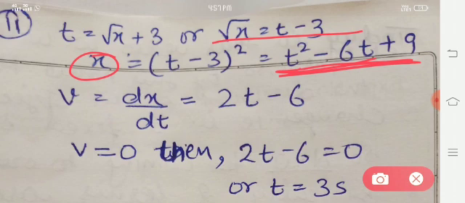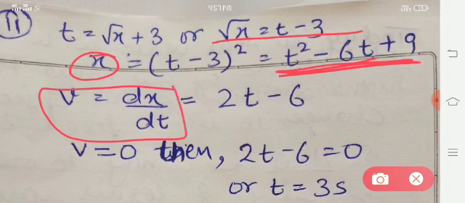Now you have to find the velocity. So you all know that the velocity is what? Rate of change of displacement with respect to time. So you can directly find this velocity by simply differentiating this value of displacement.